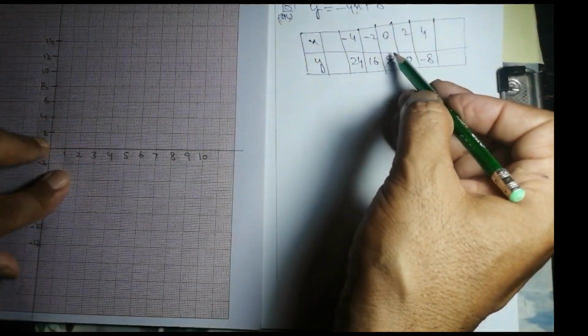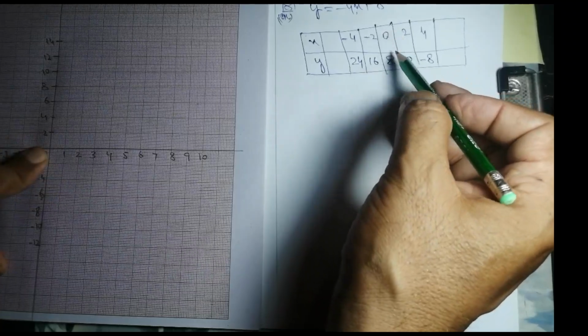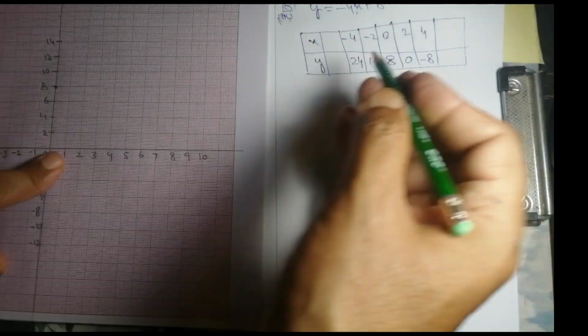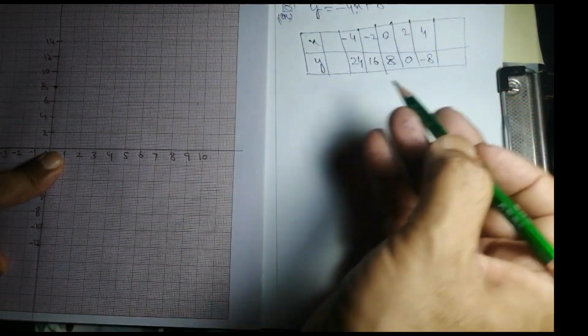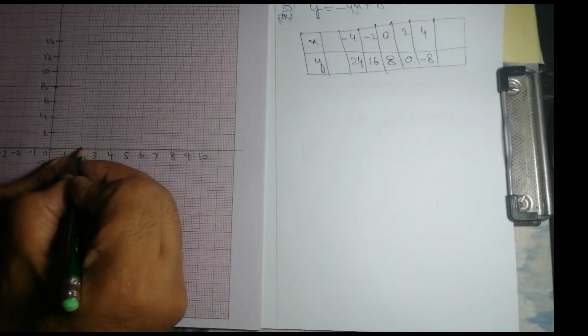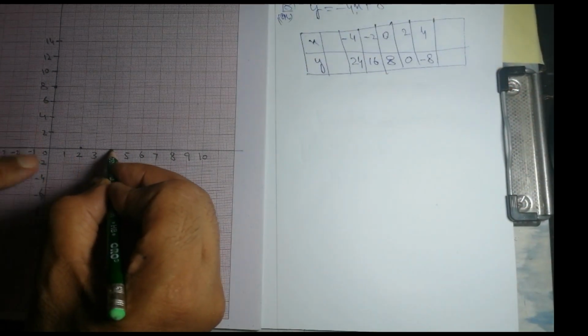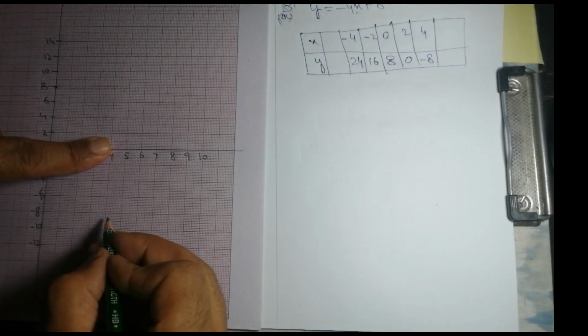We can start from 0, 0. x is 0 and y is 8. 0, 8 is this point. This is the first point. And then 2, 0. x is 2 and y is 0. That is this point. And 4, -8 is here. This is the third point. So we can draw a line. We have sufficient points.